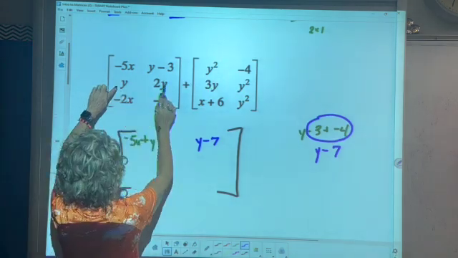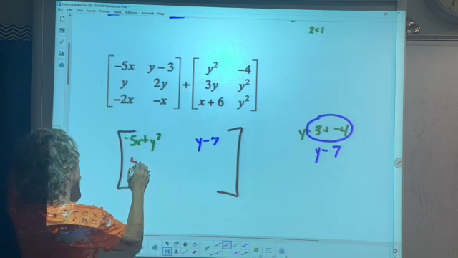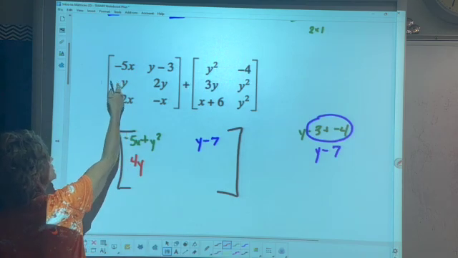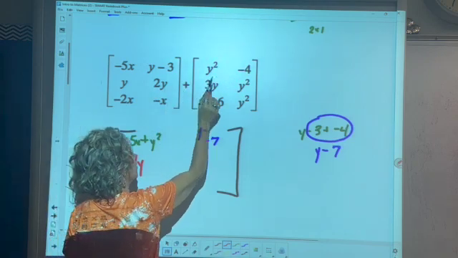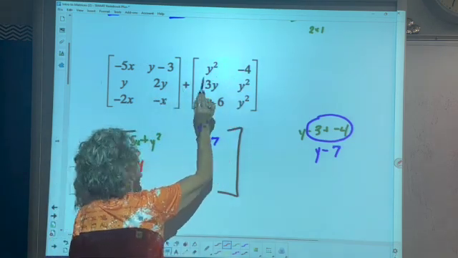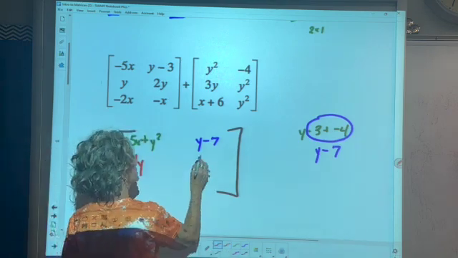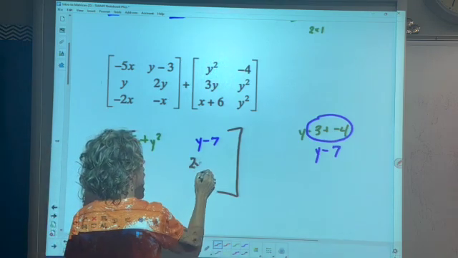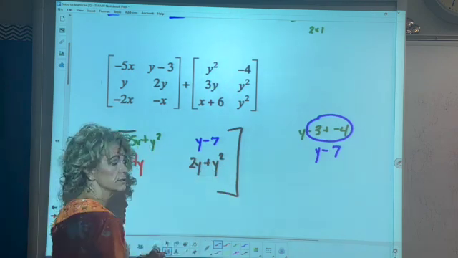I have 1y plus 3 more y's. Well, that gives me 4 total y's because the coefficient of this y is an understood 1. I have 2y plus y squared. Y is not the same as y squared, so there's nothing that I can put together there. So I have 2y plus y squared. That's as good as I can do it, okay?